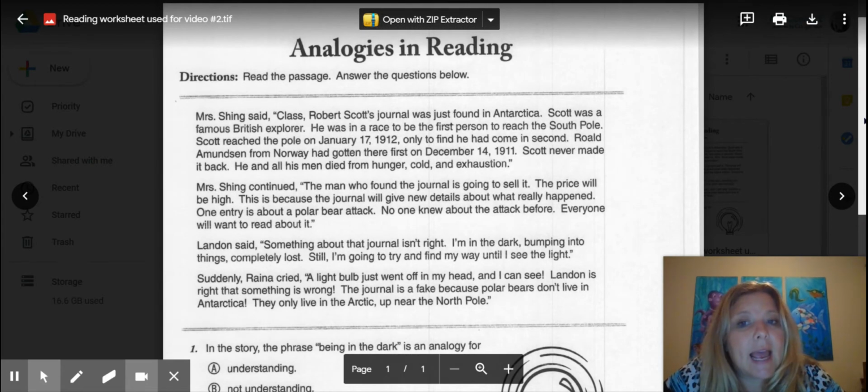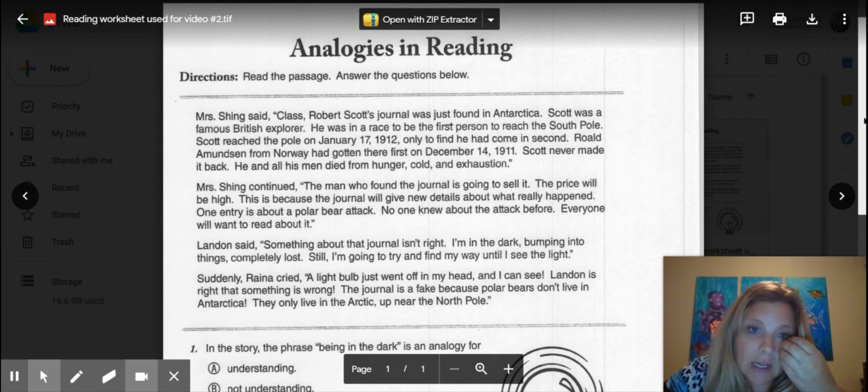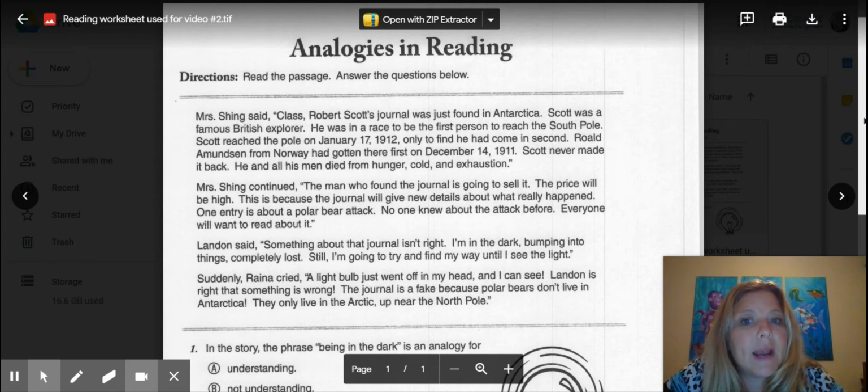Mrs. Shing said, class, Robert Scott's journal was just found in Antarctica. Scott was a famous British explorer. He was in a race to be the first person to reach the South Pole. Scott reached the pole on January 17, 1912, only to find that he had come in second. Roald Amundsen from Norway had gotten there first on December 14, 1911. Scott never made it back. He and all of his men died from hunger, cold, and exhaustion.